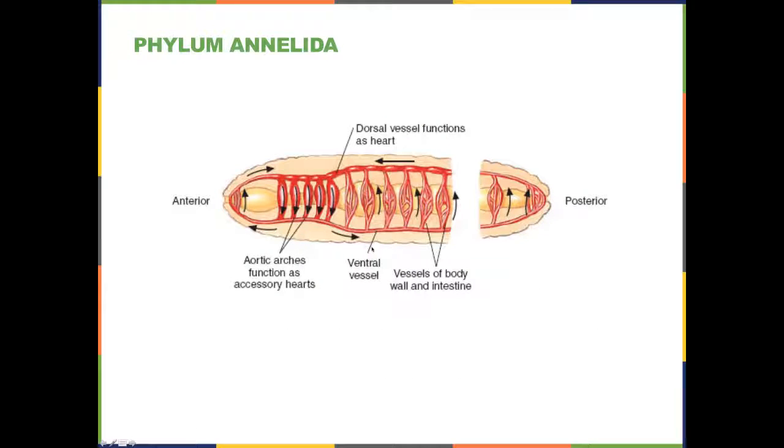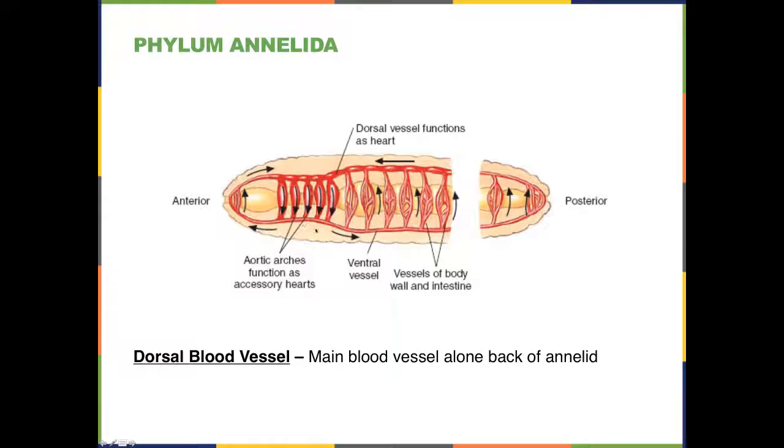Now this shows the circulatory system of the earthworm, and there are basically two main blood vessels. There's the dorsal blood vessel.